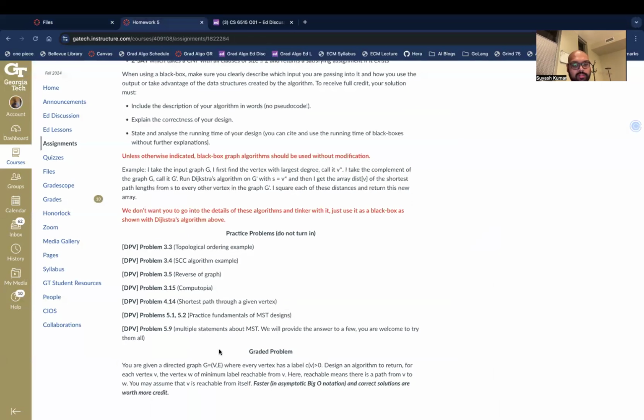You're given a directed graph where every vertex has a label C of V greater than 0. Design an algorithm to return for each vertex V the vertex W of minimum label reachable from V. Here, reachable means there's a path from V to W. You may assume that V is reachable from itself. All right. So basically there's a directed graph, and all of the vertices have some values. We have to find the minimum reachable one. Okay. So we have to explore the entire graph, right?